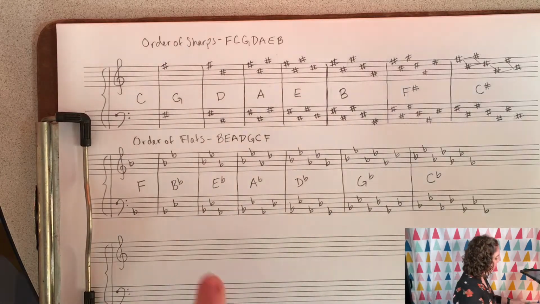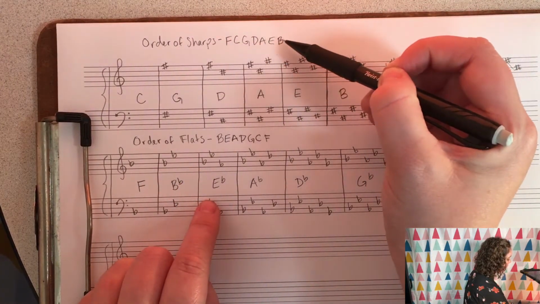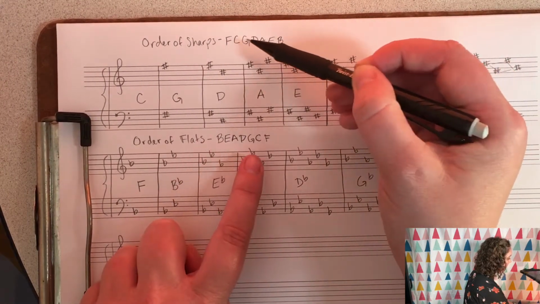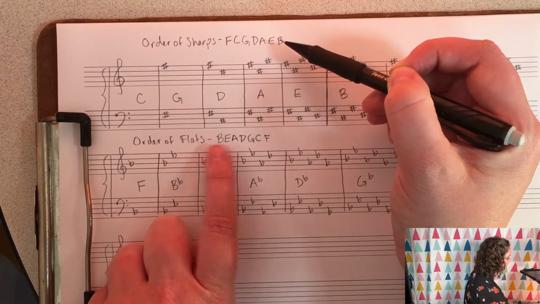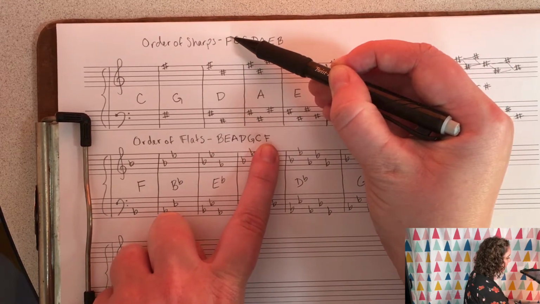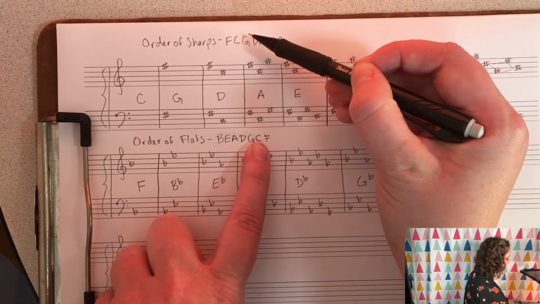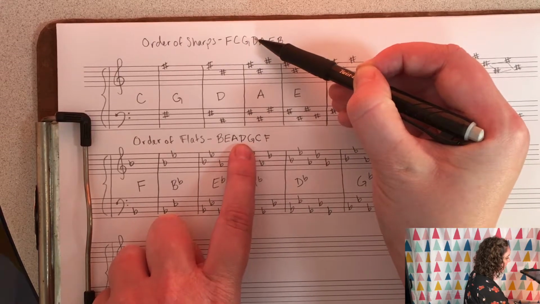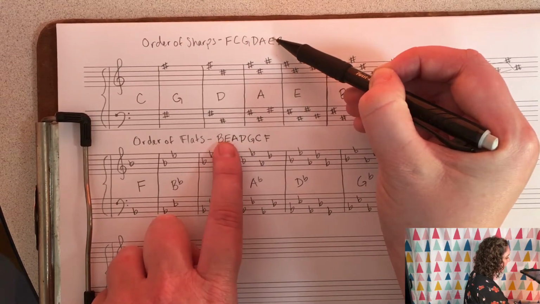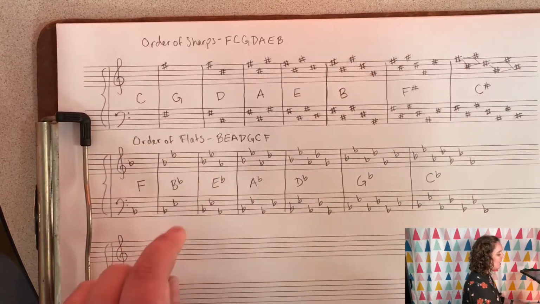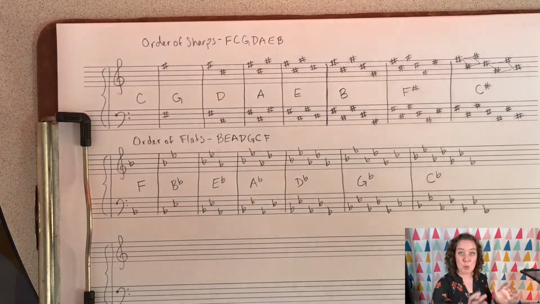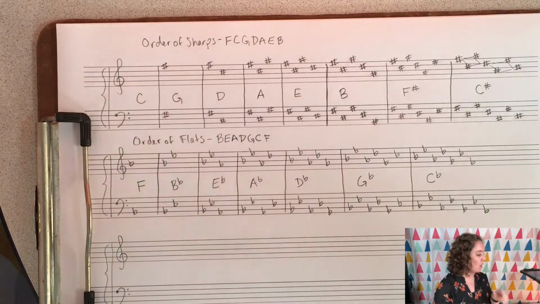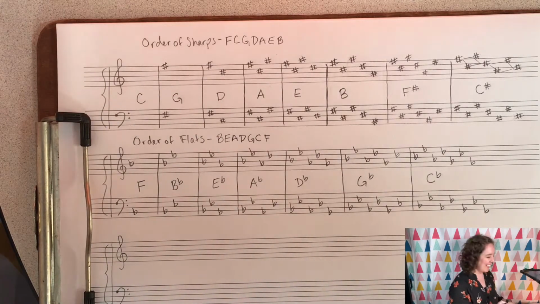show you a trick, and the trick is that the order of sharps is actually a backwards pattern of the order of flats. So you've got F here, and then C, and then G, and then D, and then A, and E, and B. Notice that their placement on the staff isn't backwards, but the actual order of them is backwards of one another, which is an interesting thing.